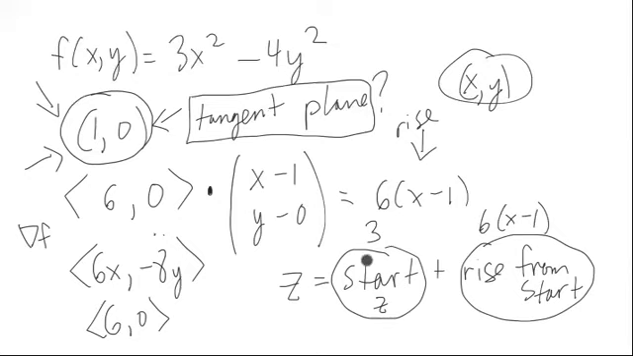In this particular case, z is equal to 3 plus 6 times the quantity (x minus 1). So z is equal to 3 plus 6 times (x minus 1). And that's it. That's the equation of the tangent plane at the point (1, 0).